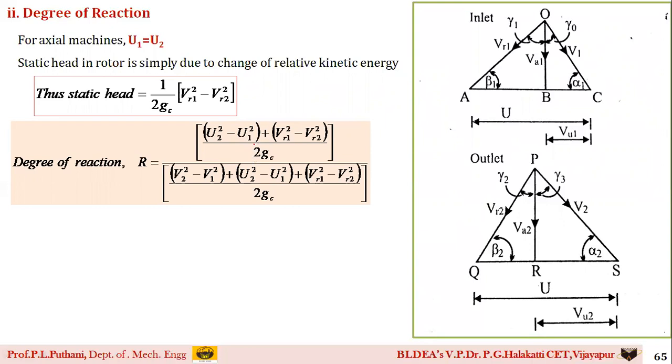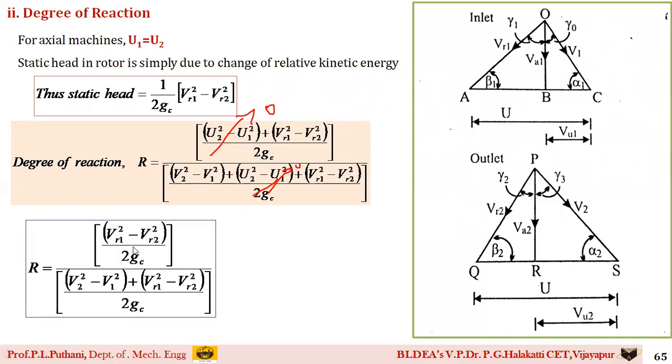As I said, for axial flow this becomes 0, this also becomes 0, and we are left with the other term, VR1 square minus VR2 square by 2GC. So if you observe this equation carefully, I can write the degree of reaction as VR1 square minus VR2 square by 2GC, whole divided by E.